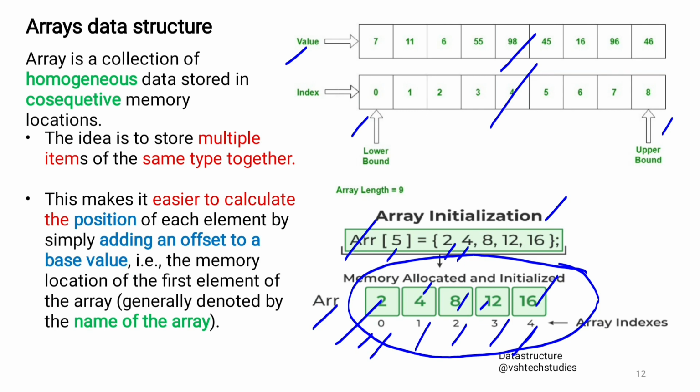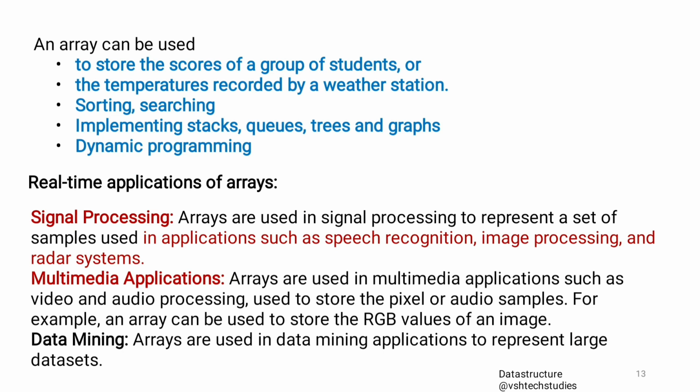So 0 to 4 means 5 memory locations are there. Since it is an array, these 5 locations are consecutive memory locations. Okay, so that is what an array is. Next, an array can be used to store the scores of a group of students.